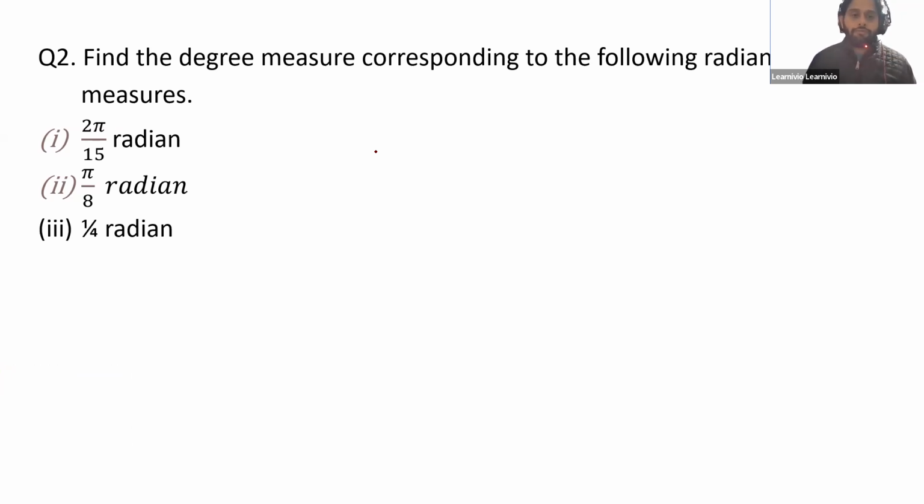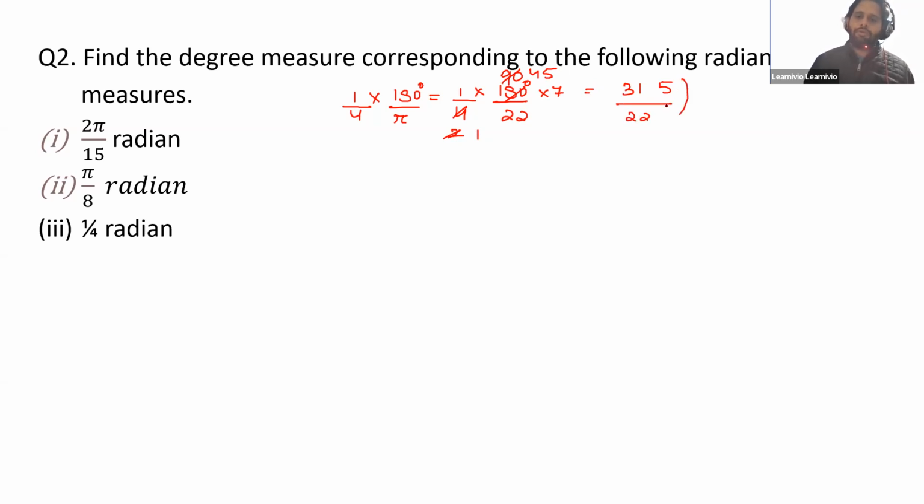So it is 1 by 4 radians. How you have done this, you have multiplied this by 180 degree by pi. That means 1 by 4 into 180 degree by pi, put the value of pi as 22 by 7. Now cancel out this 2, this will give you 90. Then 2, this will give you 45. Multiply this 45 with 7, 315 by 22 degree.